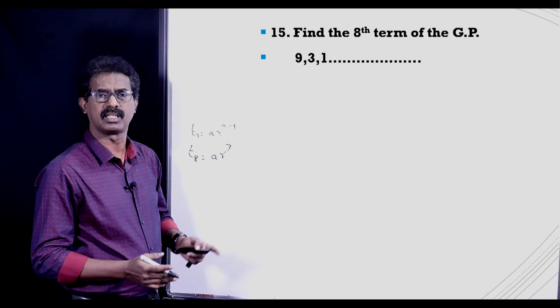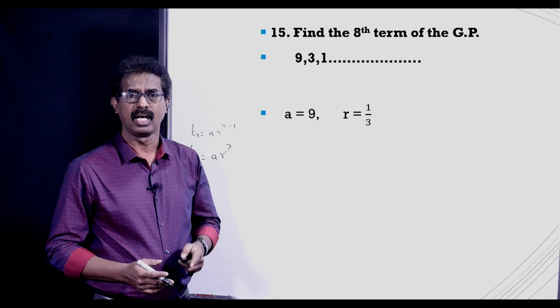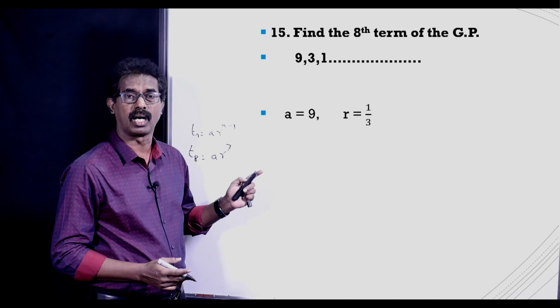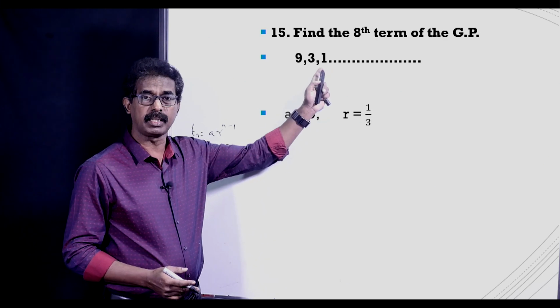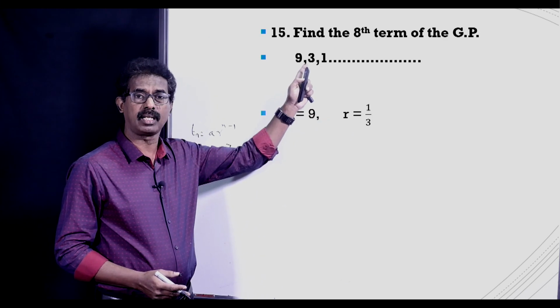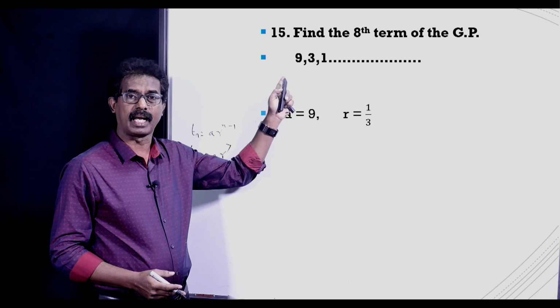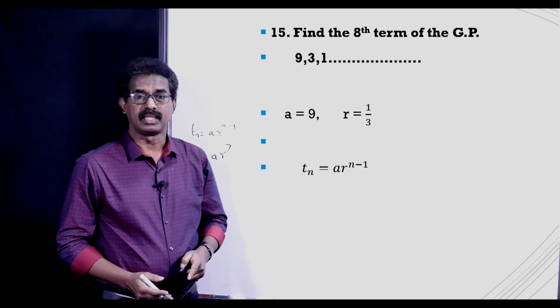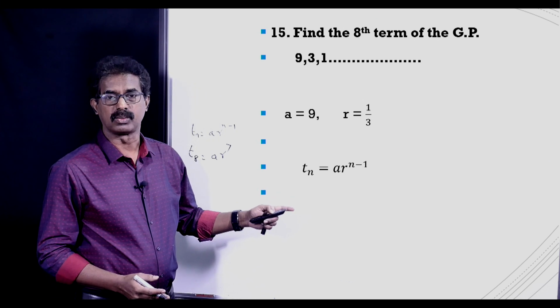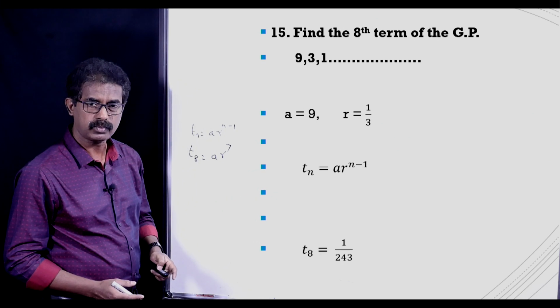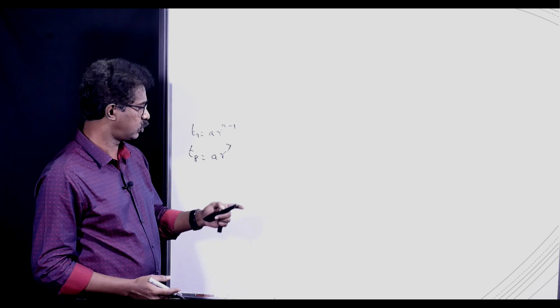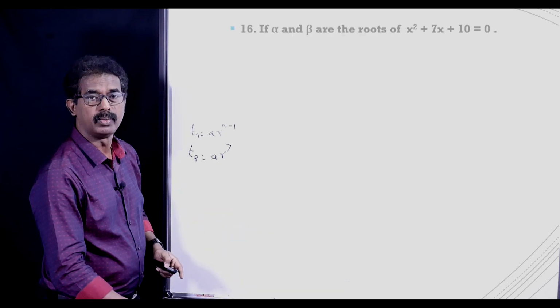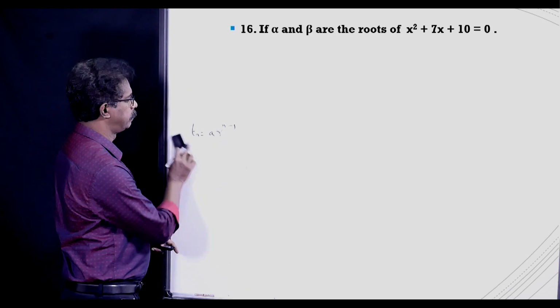What is a? a is the first term. So a is equal to 9, right? And the common ratio is T2 by T1 or T3 by T2. T3 by T2 you can write as 1 by 3, or T2 by T1, 3 by 9. You are getting 1 by 3. Then the formula for Tn is a r raised to n minus 1. If you substitute, you will get the answer as 1 by 243. Okay, now we go for the next question.